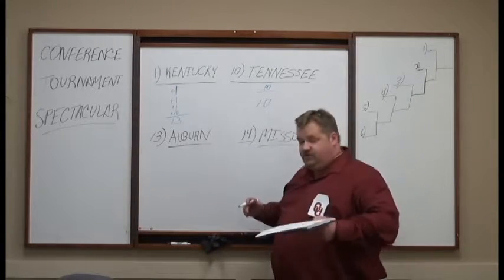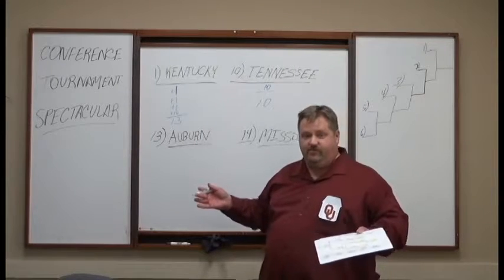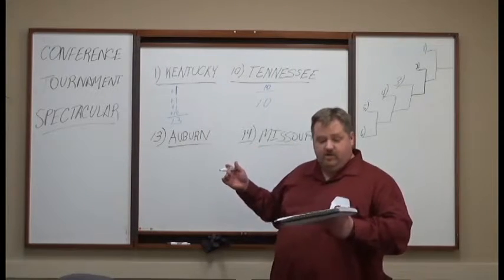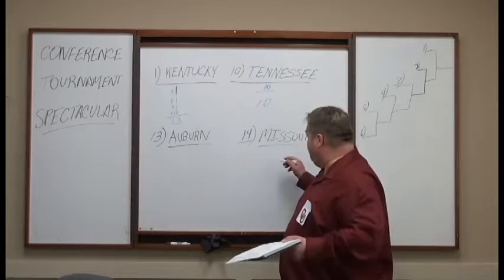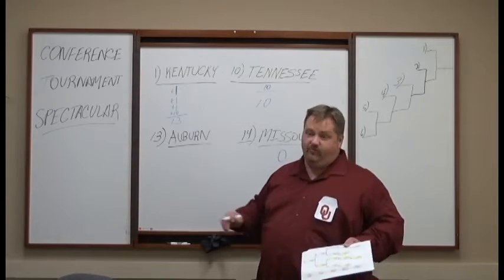Now you go to Missouri, just to show you the downside of picking the losers. Missouri played South Carolina and lost the first round. That's a 0. You get a 0 for the whole SEC tournament.